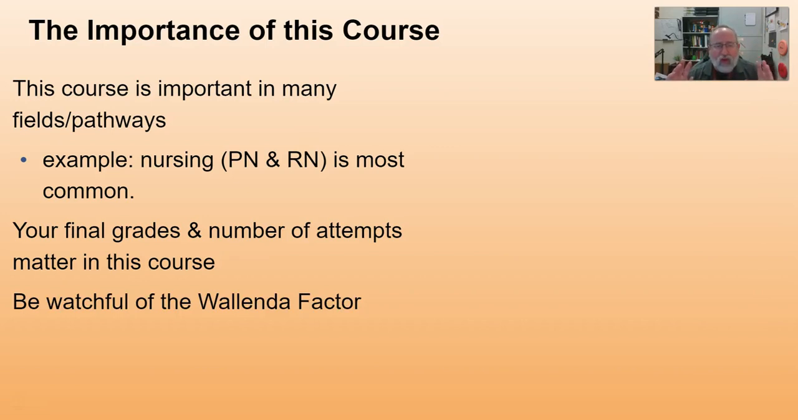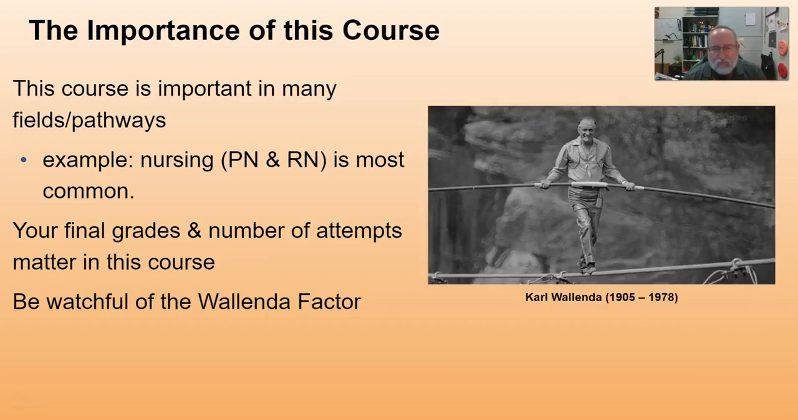Watch out for what they call the Wallenda factor. Karl Wallenda was a tightrope walker, and unfortunately he had a tragic death in 1978 where he fell about 75 feet in the air to his death. They were interviewing his wife, and she said he was different. He spent a lot of his time preparing for that walk not to fall. So he spent all his time preparing to not fall.